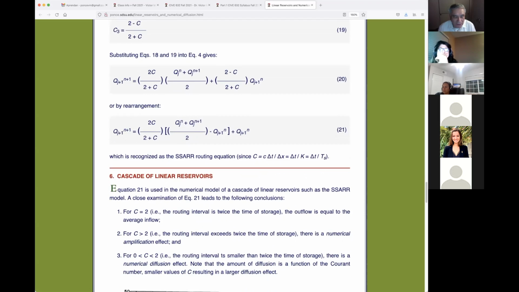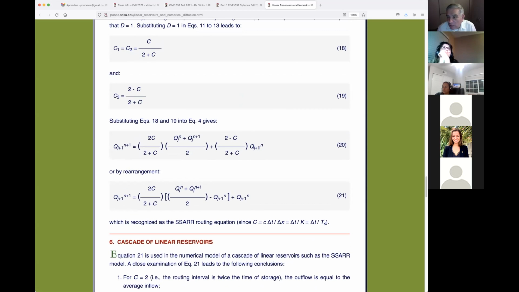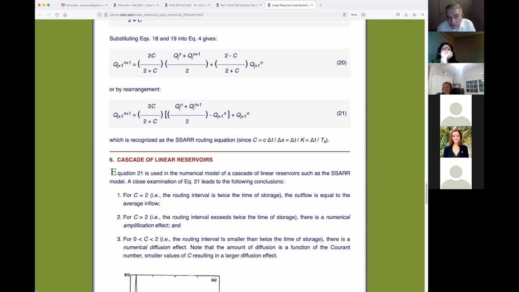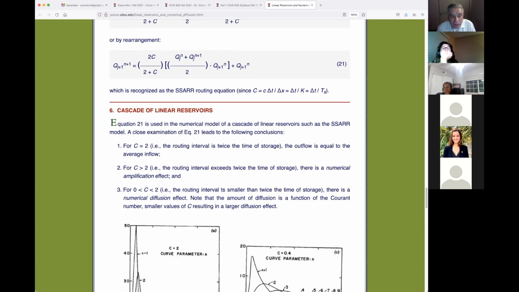And finally, we get to the cascade of linear reservoirs. So we know what a linear reservoir is. We're going to set them up as a cascade, meaning several linear reservoirs. What's the advantage? If you use 3 linear reservoirs in series, one after the other, every time you use one you're going to be producing more diffusion, because the element of a reservoir produces diffusion. So it's like you add another parameter, which is the number of reservoirs in the cascade, and therefore you can get any diffusion that you wish out of the problem. You can calibrate the answers to the diffusion. And that's the way it was done by Don Newton. Equation 21 is used in the numerical model of a cascade of linear reservoirs such as the SAR model.